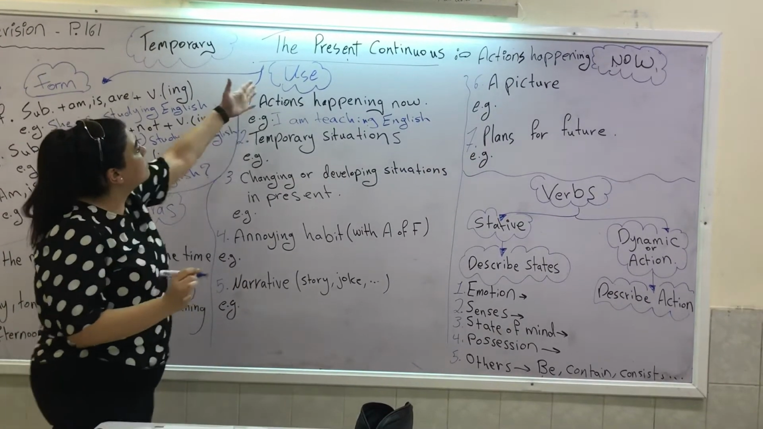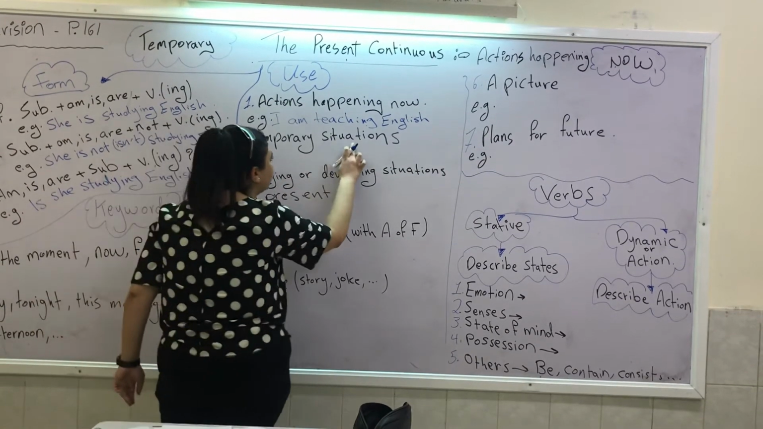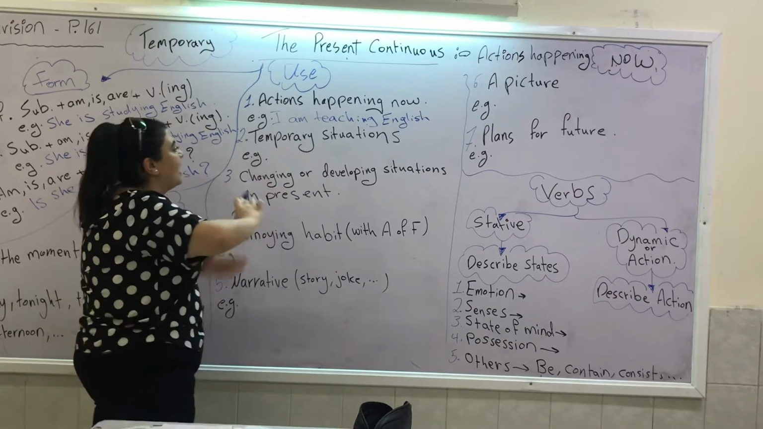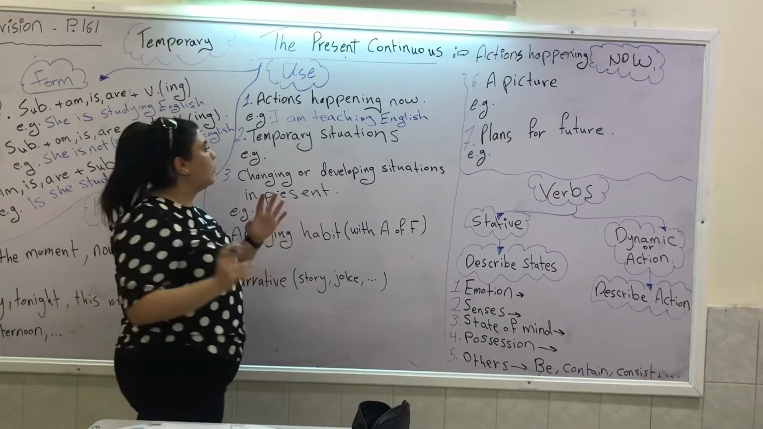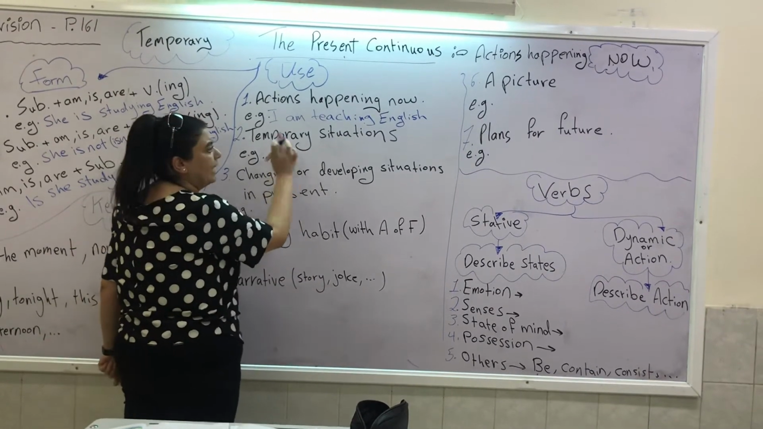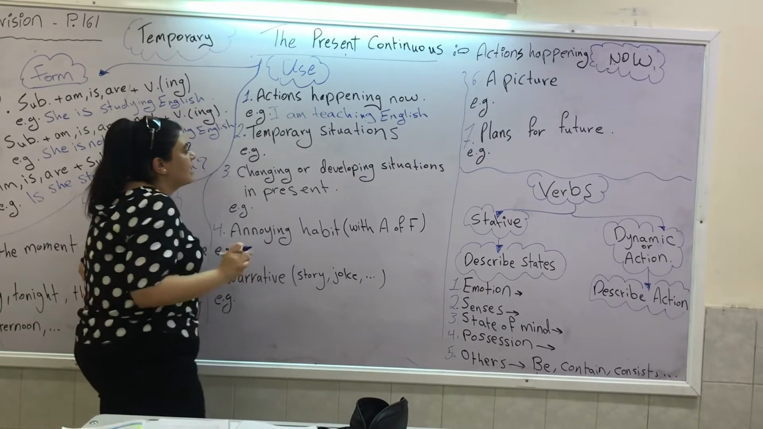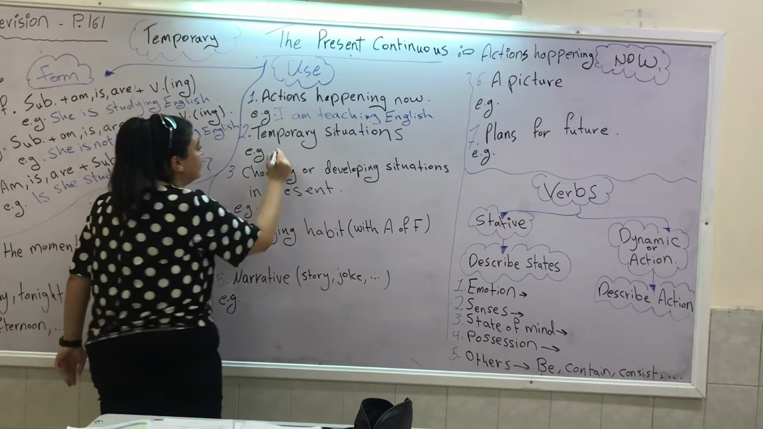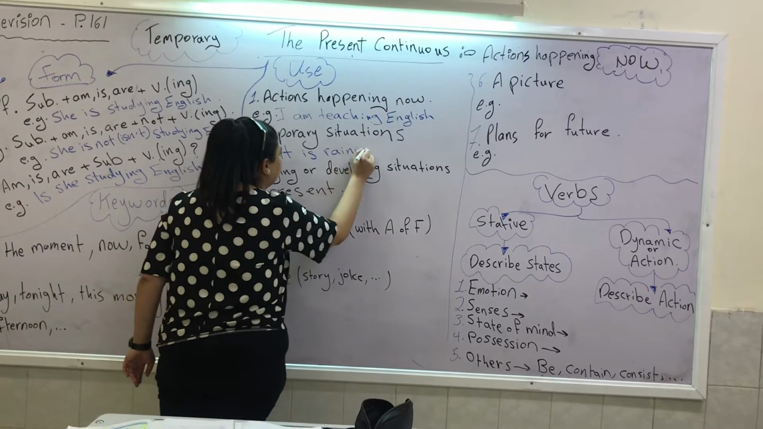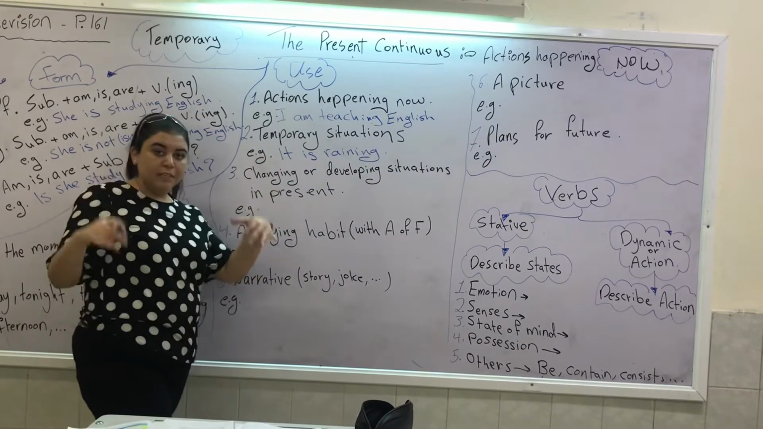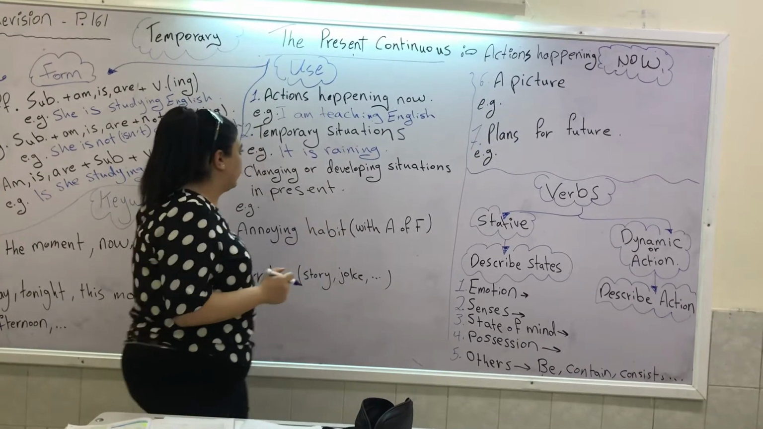The second use of the present continuous is temporary situations, which means that it will end. Sooner or later, it will end. It is temporary, in Arabic: a temporary event or a temporary situation. Such as it is raining. So it is raining right now, okay, but it will stop raining sooner or later.